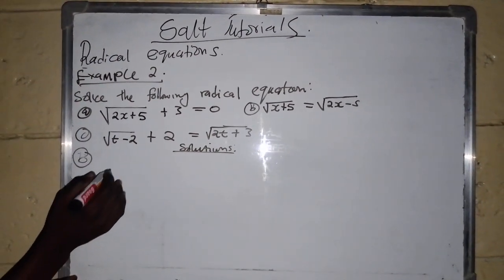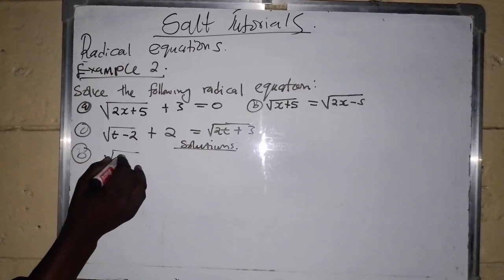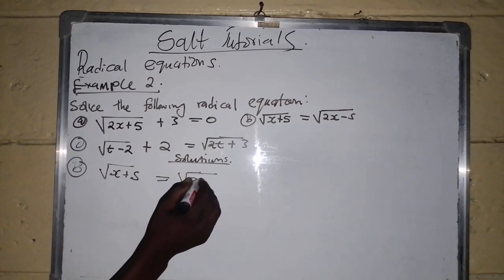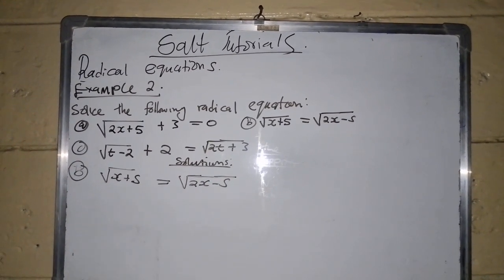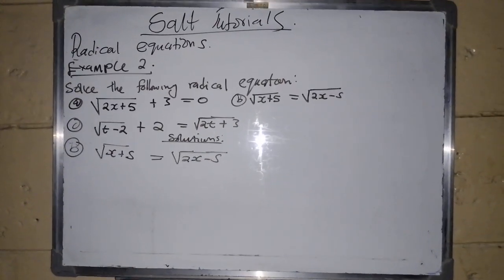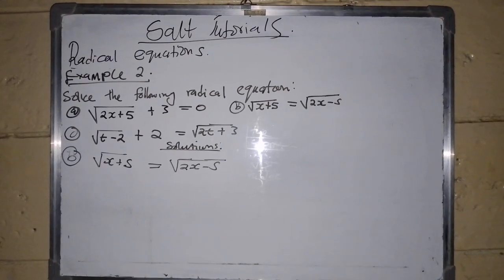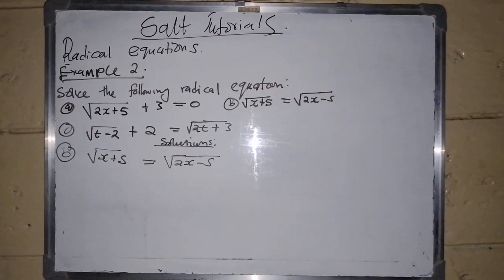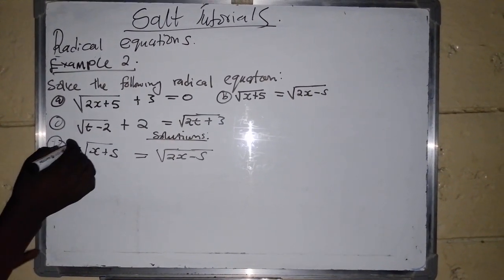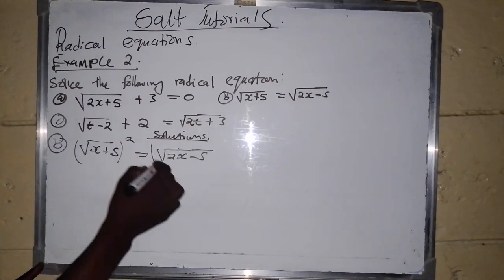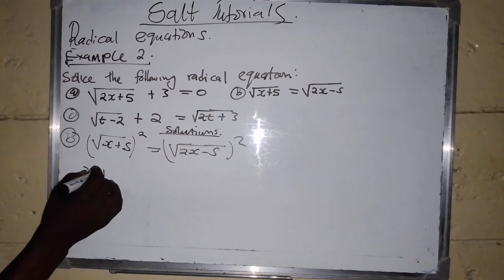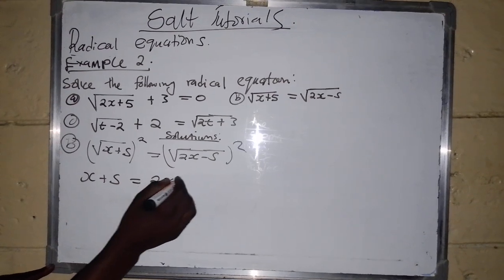This B says the square root of x plus 5 to be equal to the square root of 2x minus 5. So now what can you observe on this radical equation? Both sides, they are radicals. So it is just as good as squaring both sides to make sure that the radical is deleted, so that I can have x plus 5 to be equal to 2x minus 5.